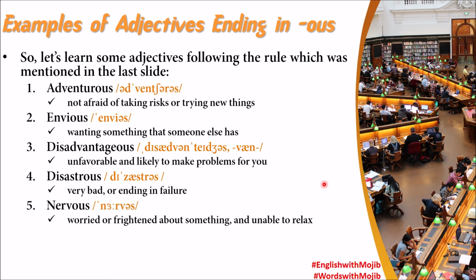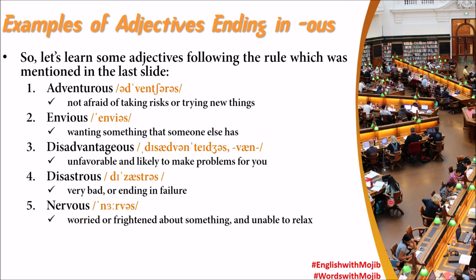Nervous. Worried or frightened about something and unable to relax. This is the phonetic for the words I said, like word, shirt, sure, and here we have nervous. Nervous: worried or frightened about something and unable to relax. And of course, this is made of the noun nerve.